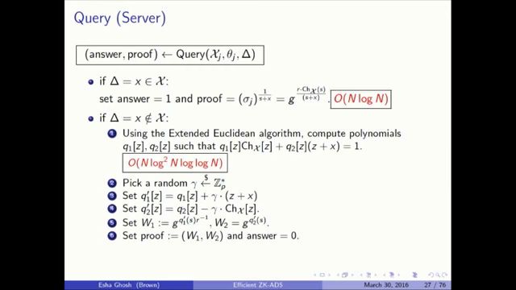Now the query part. The server has some snapshot of the set chi j, some theta j, and this is the query delta. If delta equal to x is in the set, then the answer is 1, and the proof is sigma j to the 1 over s plus x, which is basically this polynomial. So the server computes this and returns it as proof.